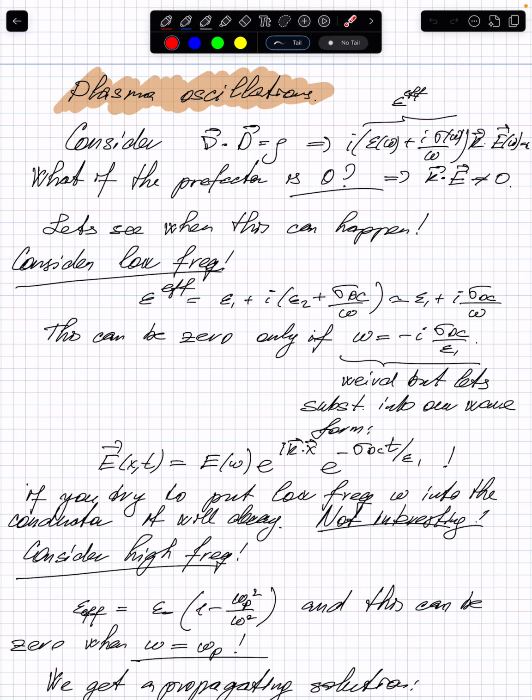Okay, so today we are going to discuss our last topic, and these are plasma oscillations. We will be looking into the conductor, and we will be looking into this exceptional case where epsilon effective can potentially be zero. But to get there, let's consider one of these four Maxwell equations given over here.